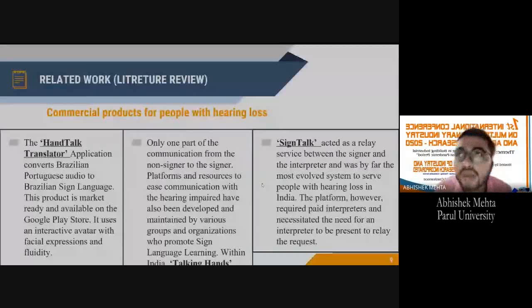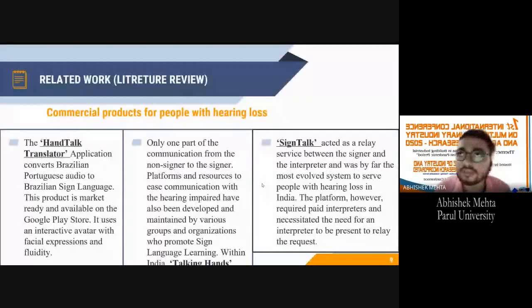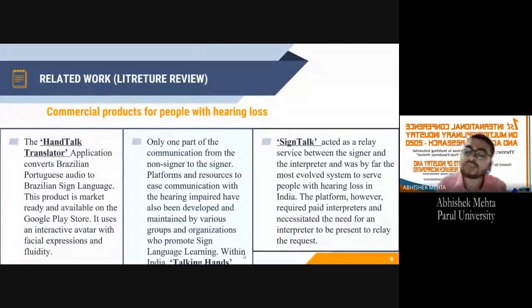Related work: in the Android market, on the search engine, in the world, there are 3 applications available for sign language conversion: Hand Talk Translator, Talking Hands and Sign Talks. These 3 systems are there, but in a different language. But what about the English language? So for the same, we are going to develop this system.